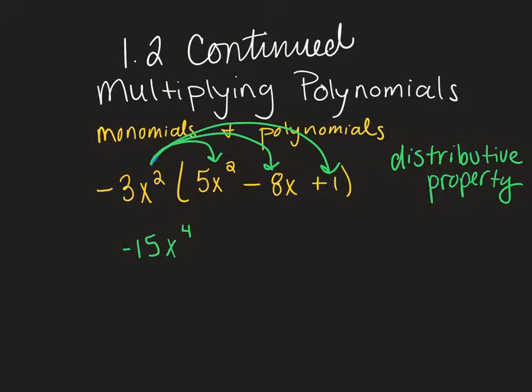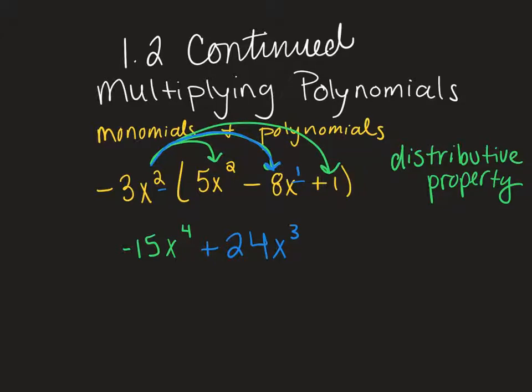Okay, for our next one, I'm going to go ahead and make that arrow blue so we can color code. We're going to do negative 3x squared times negative 8x. So negative 3 times negative 8 is going to give us a positive 24. And then x squared times x to the first is going to become x to the third. Remember, this has an invisible 1 exponent, so 2 plus 1 gives us our 3 here.